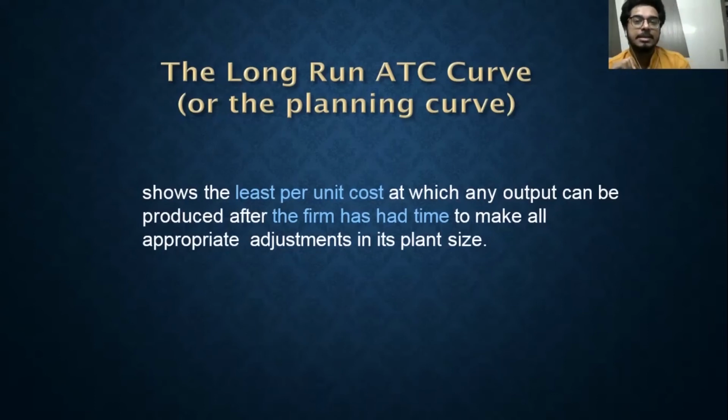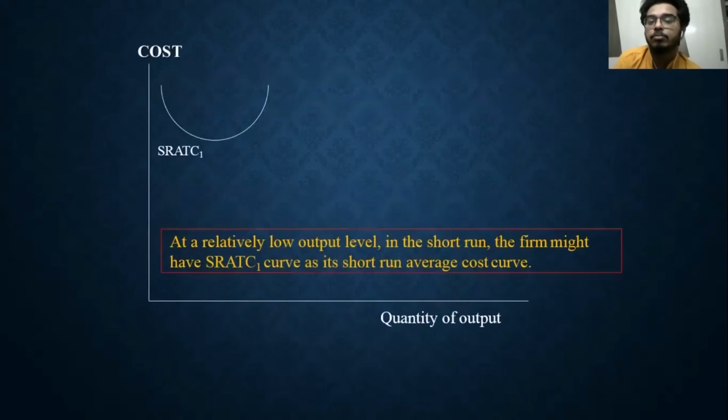This long run ATC curve, average total cost curve, is also known as the planning curve because it helps us understand what the output will be in the longer run and helps us plan and budget for the future as well. That is why it is often known as the planning curve. Using this diagram, I will try to explain how the cost components at different short run periods contribute to the total long run average cost curve.